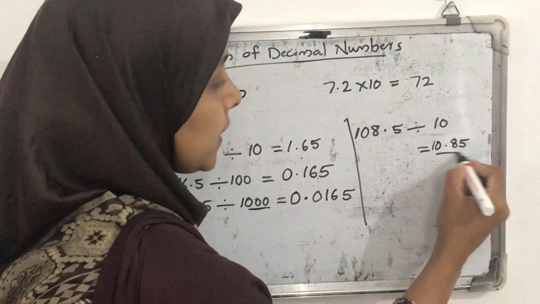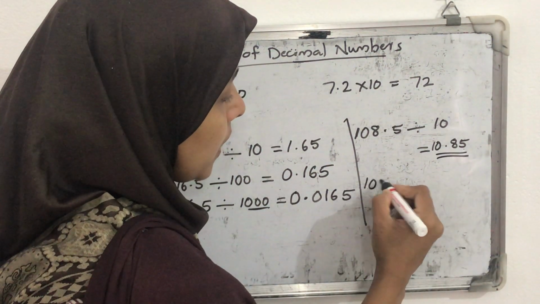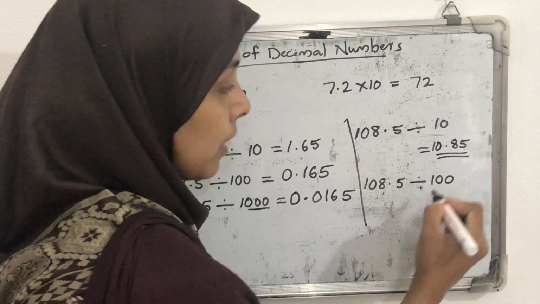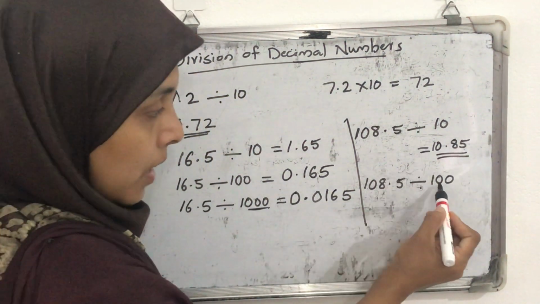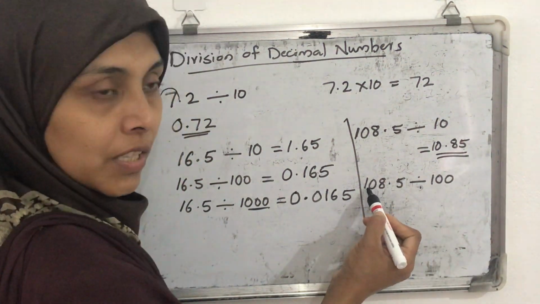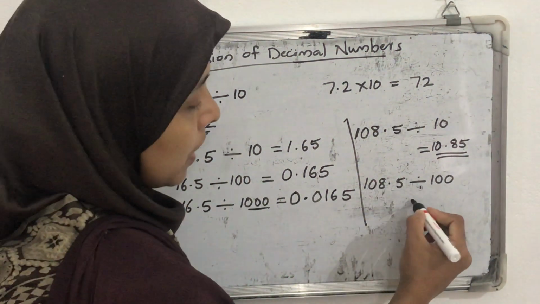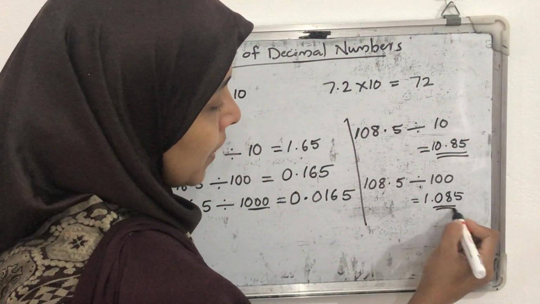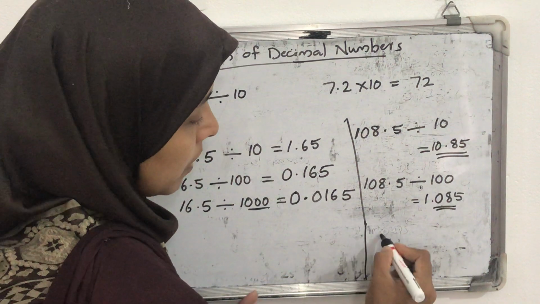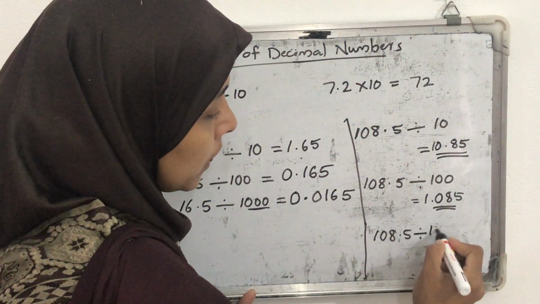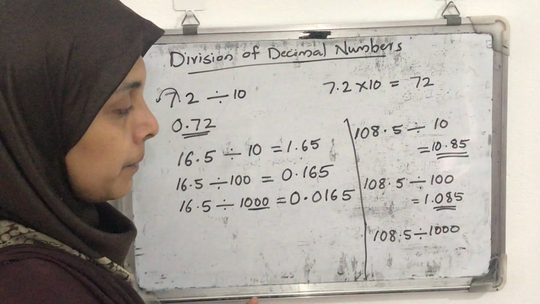Okay. So if the same number 108.5 is divided by 100, what will happen? Here there are two zeros, so two places we want to shift this decimal point. The answer becomes 1.085. Okay. Now the same number 108.5, if we are dividing by thousand, what will happen?